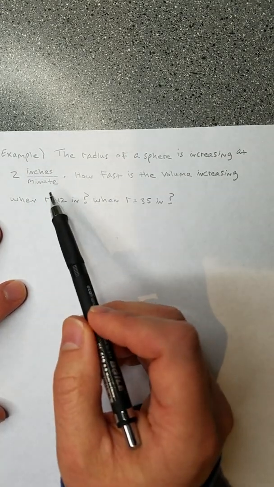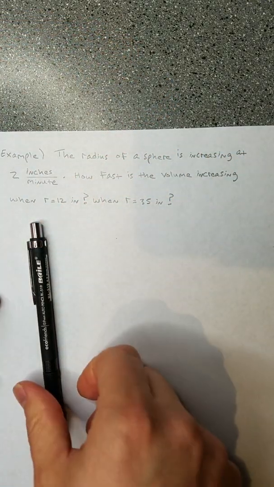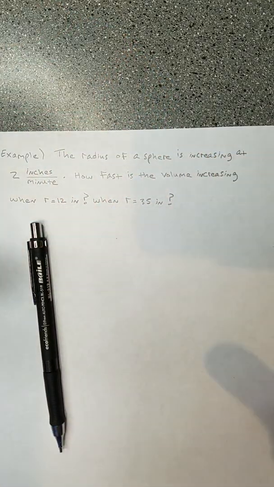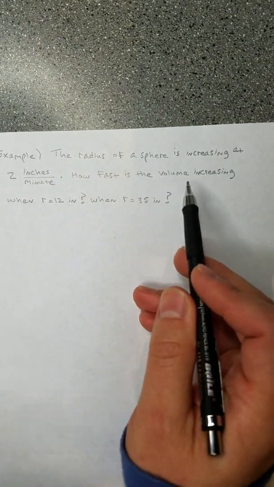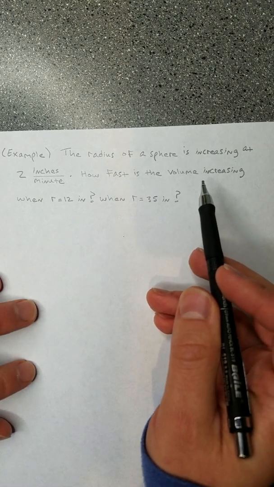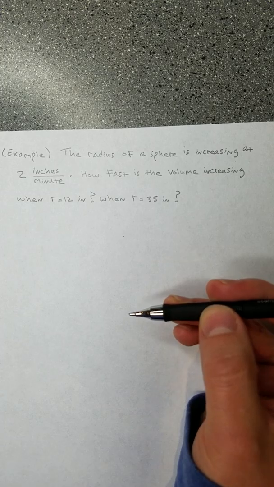Well, of course, if the balloon is getting bigger, the radius is stretching, then there has to be more space opening up on the inside. So of course, if the radius is increasing, the volume's got to be increasing too. Okay? All right. So let's see, we need an equation first, right?